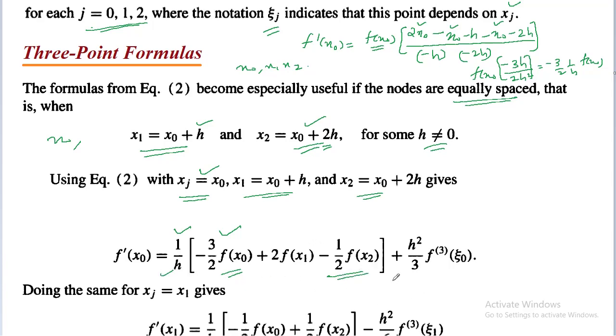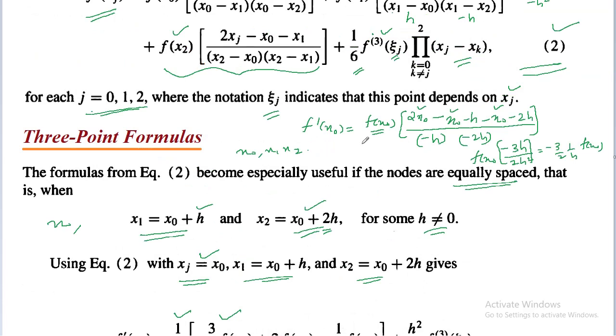So you can just verify that, and the error part will be f3 of zeta of j divided by 6 into the product of x naught minus xk, because xj equal to x naught here. So when k equals 0, we have x naught minus x naught, but we know k not equal to j. So that will not be there, and when k equal to 1, we have x naught minus x1, and k equal to 2 implies x naught minus x2. So these are the remaining products.